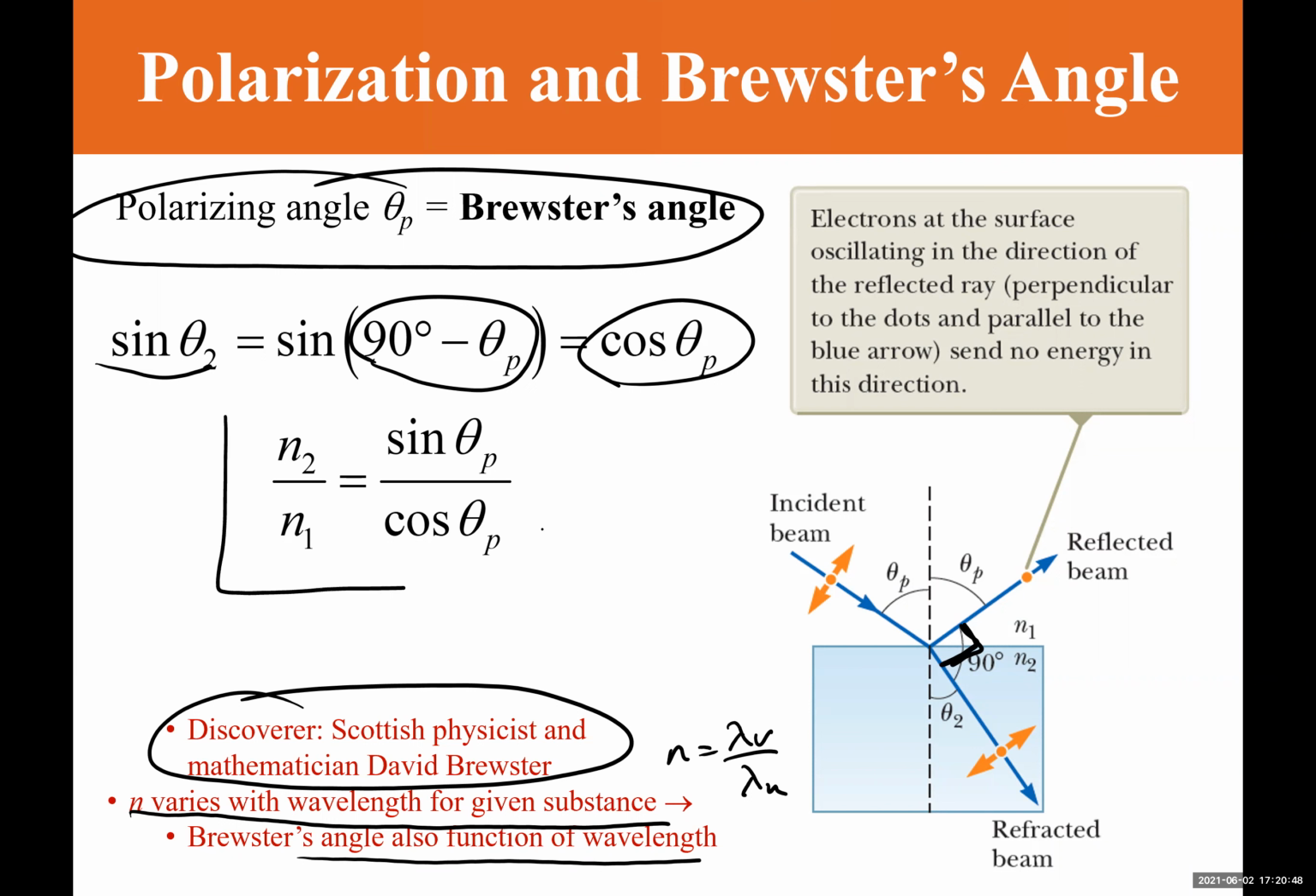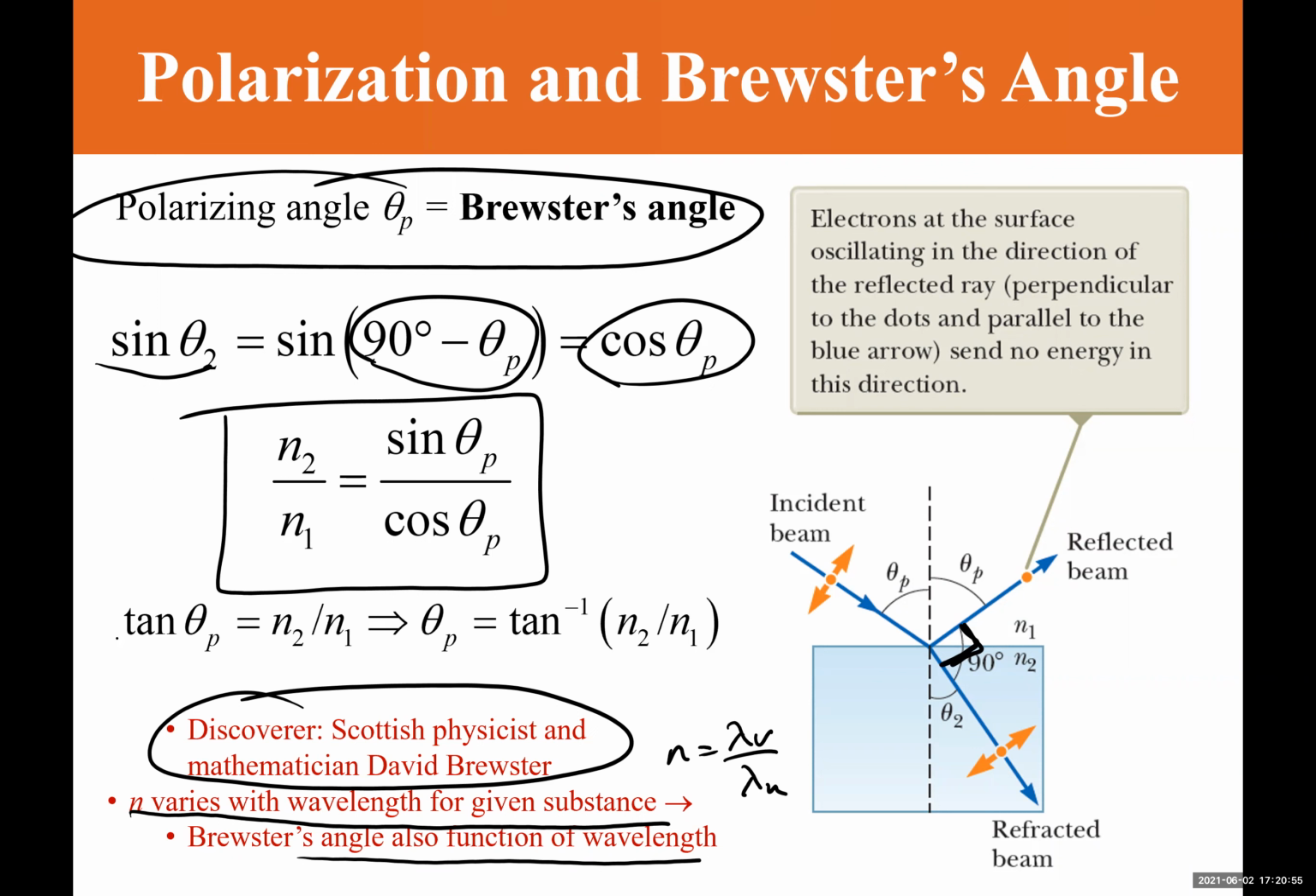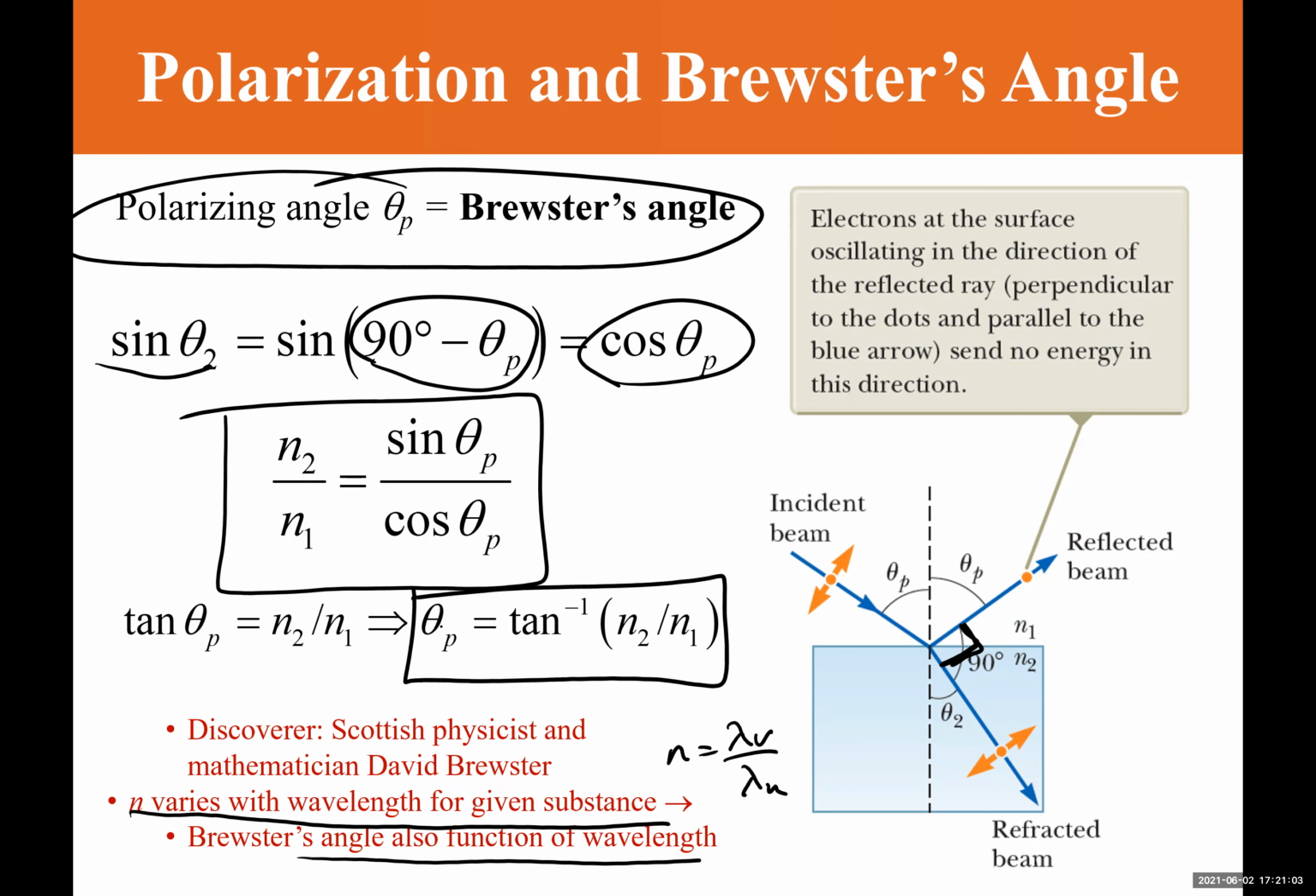Again, this equation can be used to calculate Brewster's angle. Sine of theta p over cosine of theta p is tangent of theta p, and so we have this final equation for the calculation of theta p, which is the inverse tangent of n2 over n1. Okay.